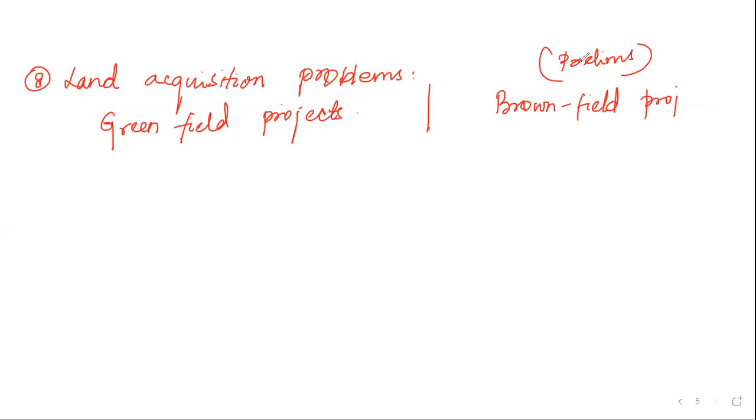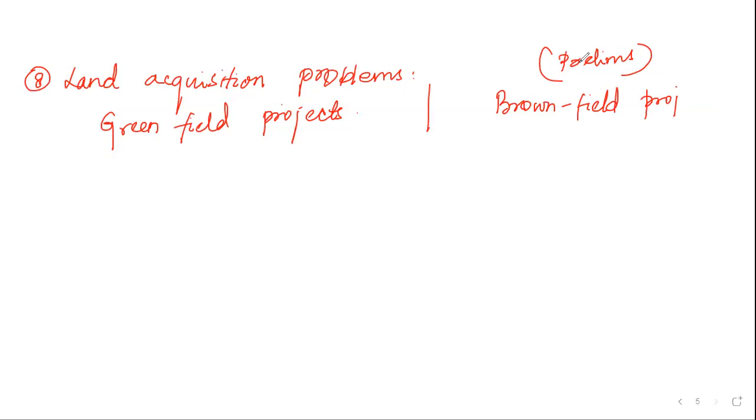Suppose, let's say tomorrow I need to start a new branch of CSIP, maybe somewhere in Kannur or maybe somewhere in Kochi. There is no organization in that area. So first of all, I need to acquire the land. I need to construct a building. I need to get the students. I need to get the faculties. I need to run the organization. That is a greenfield project. I have to start everything from scratch.